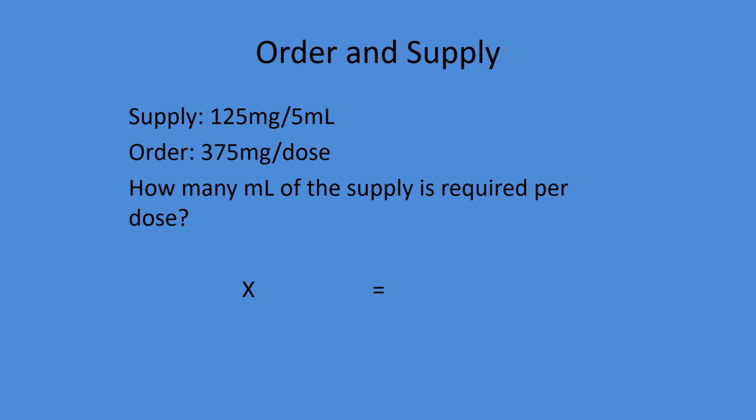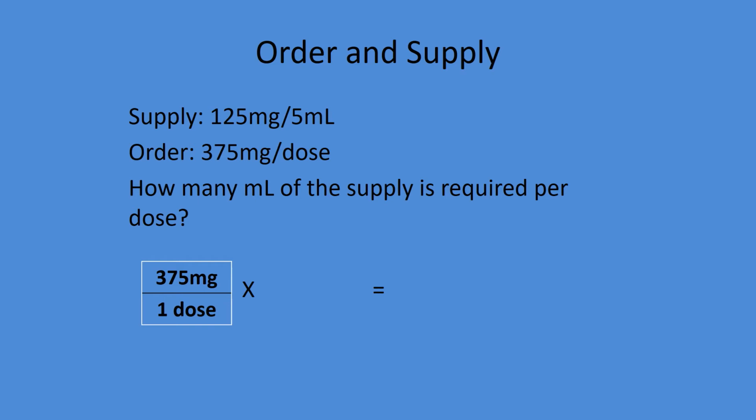In this example, our supply is a liquid medication. So it's not 1 tablet or 1 unit, it's per 5. So we're going to have to do something with that number. So let's start with the order. So the order is 375 milligrams per dose. So we'll write that as our fraction.